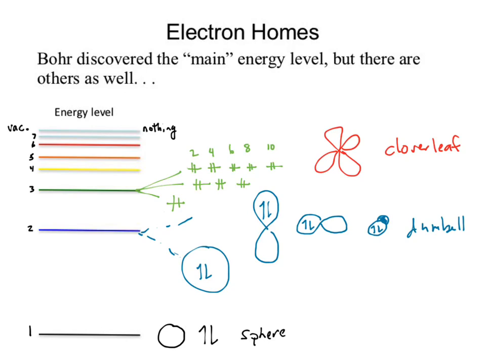Scientists are inherently lazy. That is way too many letters. That is way too much stuff to write out every single time. I want to come up with an abbreviation for that. What would be a good abbreviation for sphere? S, because sphere begins with S. I like that. What would be a good abbreviation for the dumbbell? D would make a lot of sense, right? Because dumbbell begins with D. But we'd be wrong. We call that P.